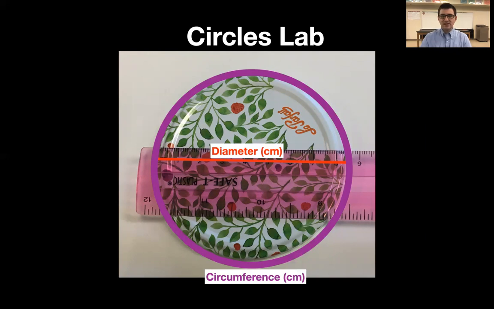Diameter is the length of the longest part across the circle, and the circumference is the length of the entire outside. So I think if I asked you how would you measure diameter, you would have a pretty easy answer. You grab a ruler, you put it on the circle, and ta-da, you measure it, there's the diameter.